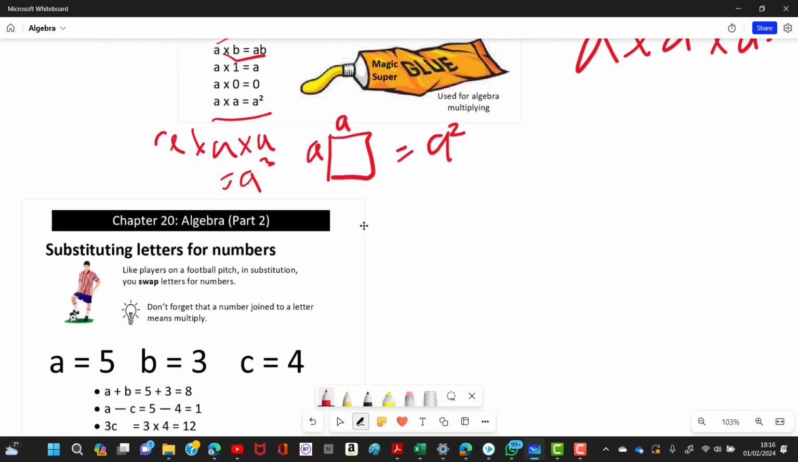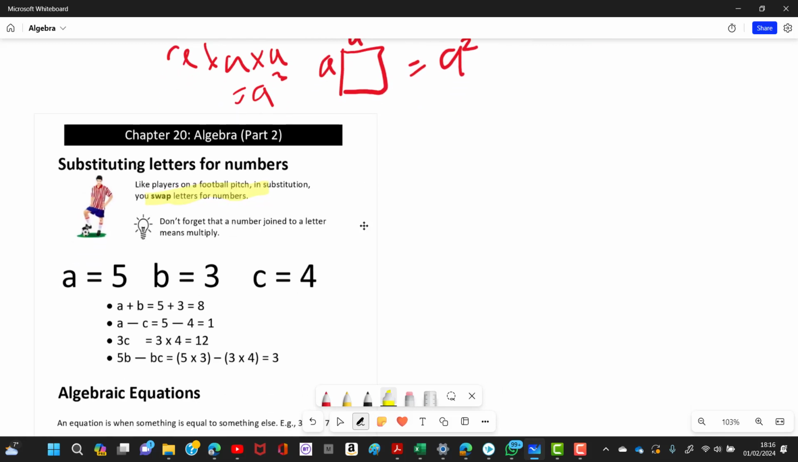Okay, let's go to one final topic, which is substitution. So substitution means swap. So you swap the letters for numbers. Every time you see a letter, you swap it with a number. So let's give an example here. Let's say A equals 5, B equals 3, C equals 4. Okay, that's what you're given. They give you the letters for numbers in the question.